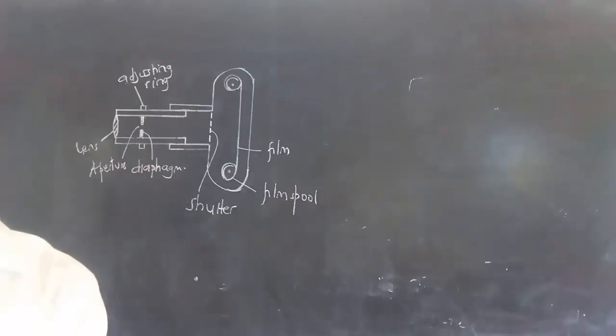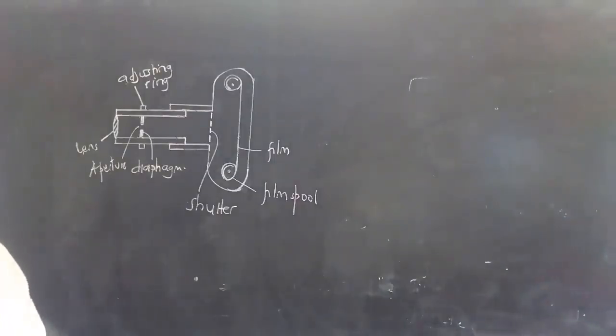The stopper or diaphragm regulates the amount of light reaching the film. The diaphragm adjusts the size of the aperture, which is an opening through which light passes to reach the film. Focusing ring focuses the image on the film.